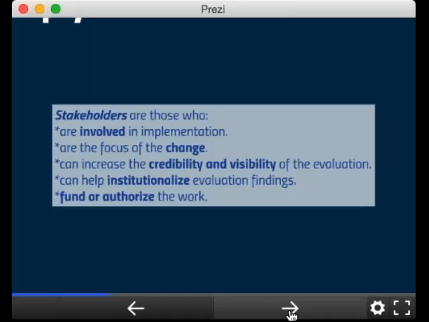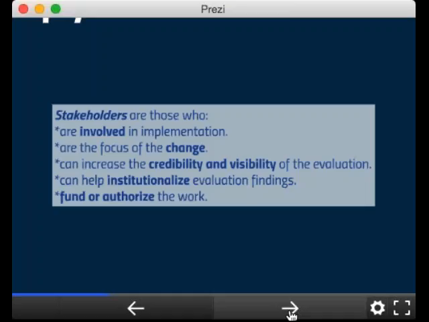Institutionalize it in the sense that it becomes part of the day-to-day work of the coalition or the group conducting the program. The other is that, no doubt, these findings are going to be used, particularly at the community level, to potentially lead to some type of broad policy changes. So are there people we need to involve in the evaluation because they can help us institutionalize those types of policy recommendations? And then finally, we are going to look to include people who fund or authorize the work.